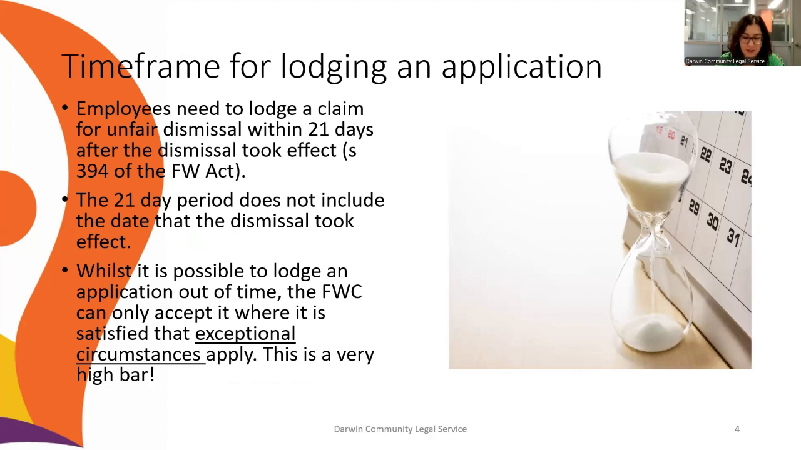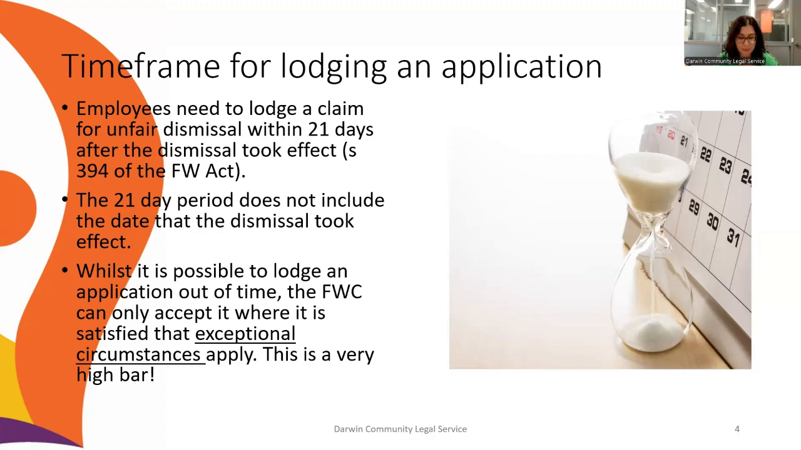A reasonable amount of clients come to us for help with an unfair dismissal claim which is either just about out of time, or they've already missed the boat. So we advise on extension of time type issues pretty regularly, and I expect that some of you do as well. 21 days isn't very long. Employees need to lodge a claim for unfair dismissal within 21 days after the dismissal took effect. That 21-day period doesn't include the day of dismissal. The clock starts ticking the next day.